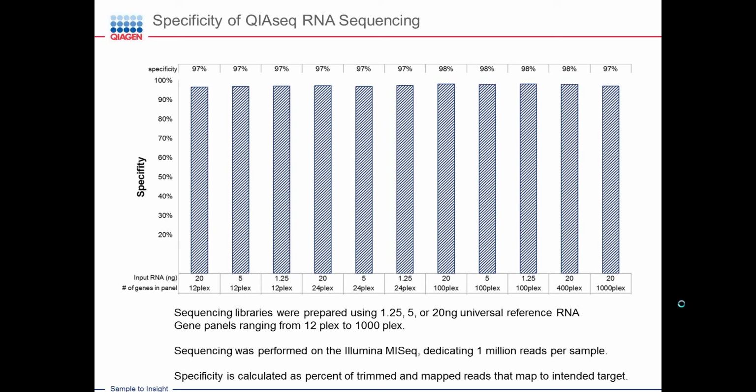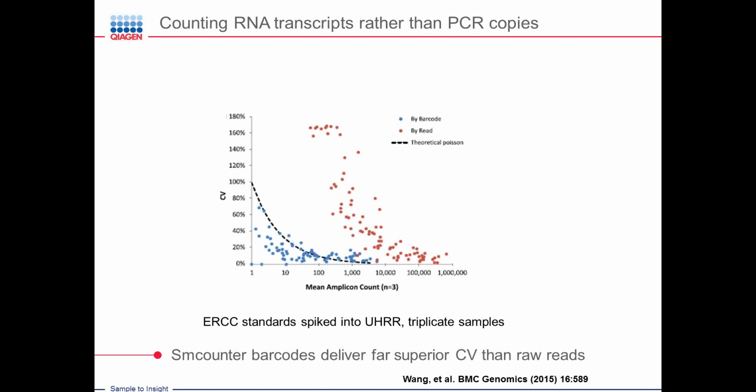This is just an example of reading raw counts versus reading barcodes on ERCC standards that are spiked into universal reference RNA. This was published by a colleague of mine who actually sits in the office next to me, Bill Wang, in BMC Genomics last year. The theoretical CV is based on amplicon counts, normalizing against barcodes versus just raw reads, and you can see that you do correct for variation and get low CVs when you use molecular barcodes. And if anybody is interested in this paper, we can provide that reference for you.